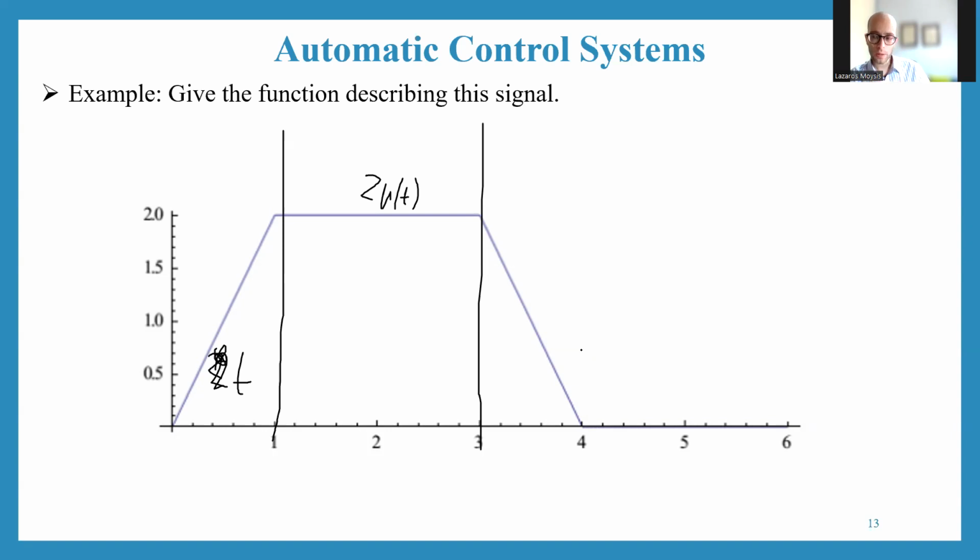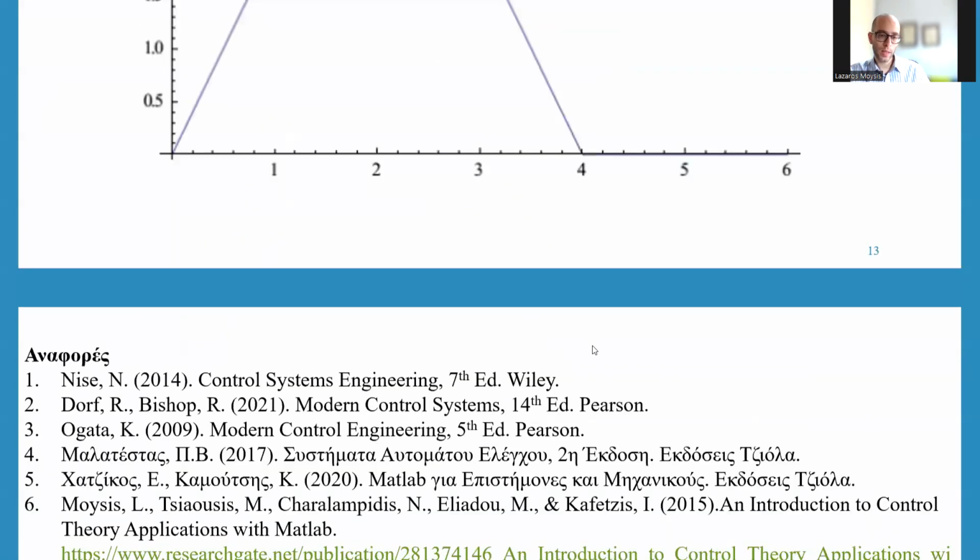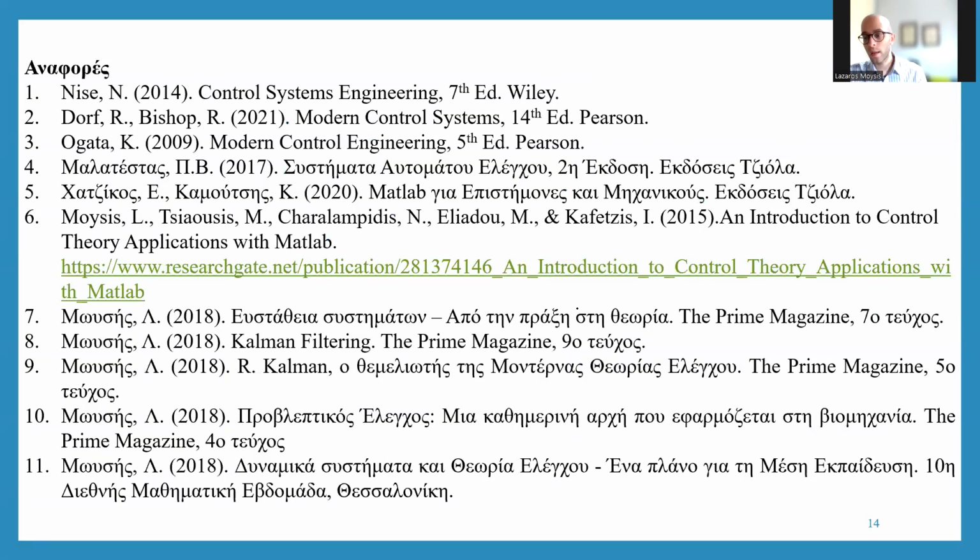In our next course, we're going to go deep into the main topic of automatic control systems, and we are going to start by describing the solution of a system using transfer functions and Laplace transforms.